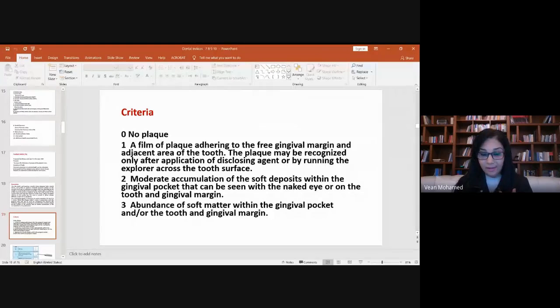0 is no plaque, 1 is a thin film of plaque adhering to the free gingival margin, 2 is moderate accumulation of soft deposit, and 3 is abundance, meaning a lot of plaque within the gingival pocket.